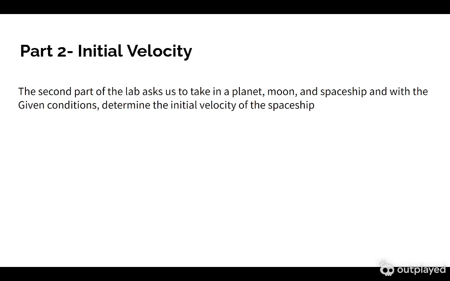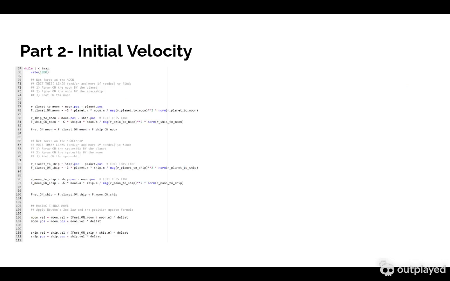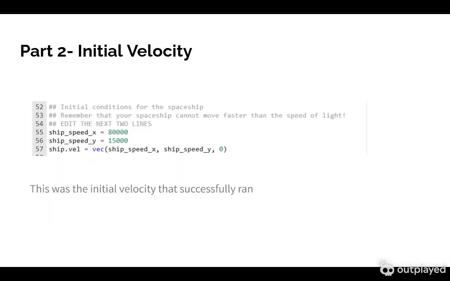Part 2 was the initial velocity. The second part of the lab asked us to take a planet, moon, and spaceship, and with the given conditions, determine the initial velocity of the spaceship. This was my edited code for that, and this was the initial velocity that it successfully ran. The value of x was 80,000, and the value for y was 15,000.